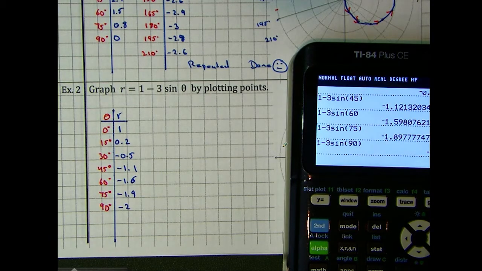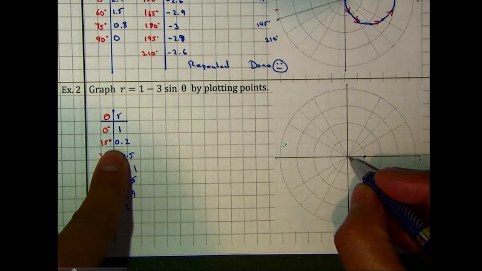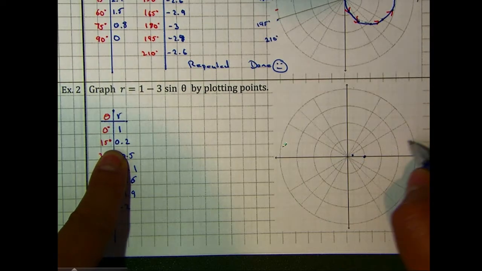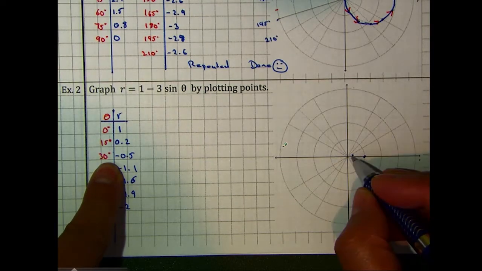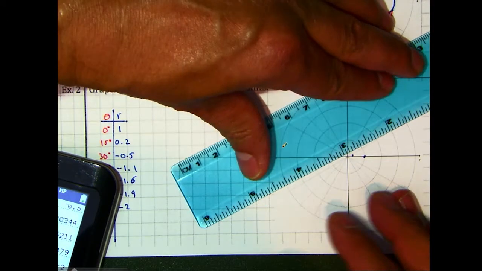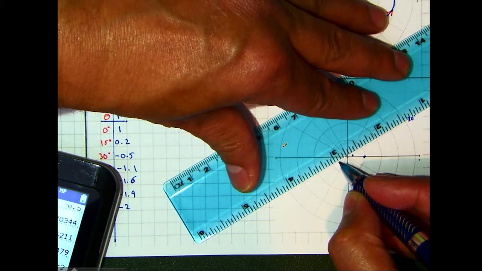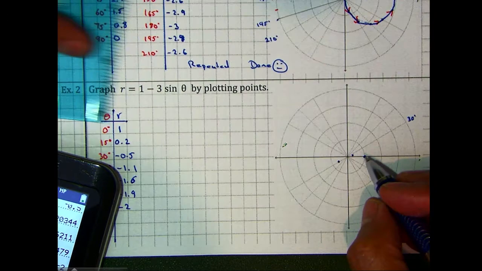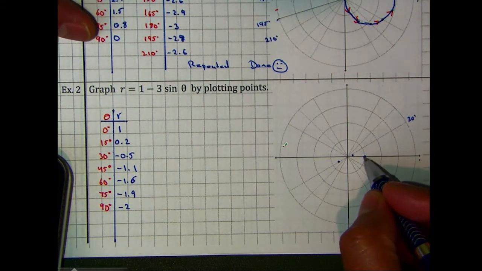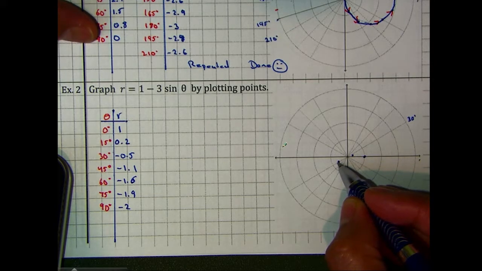So let's go ahead and plot them. At 0 gives me 1. At 15 degrees gives me 0.2, so almost close to 0. Notice that's the halfway mark. At 30 it's negative 0.5. So instead of going forward at 30 degrees, I'm going to go backwards. So therefore your graph is going to start here and it's going to come over to the third quadrant.